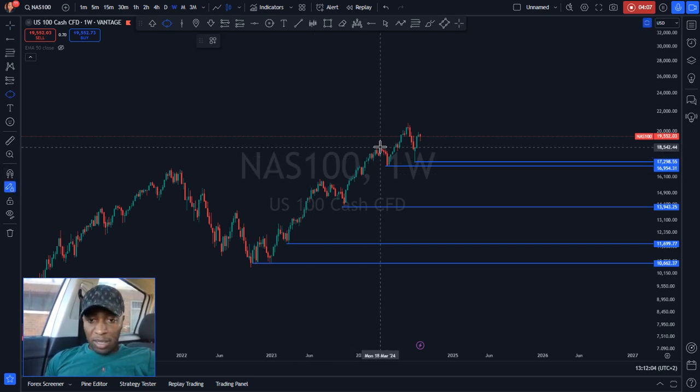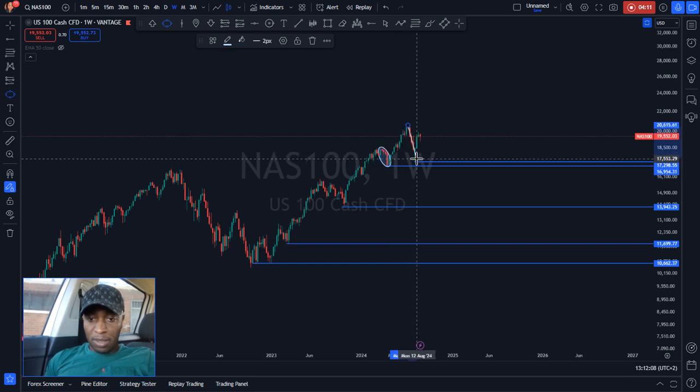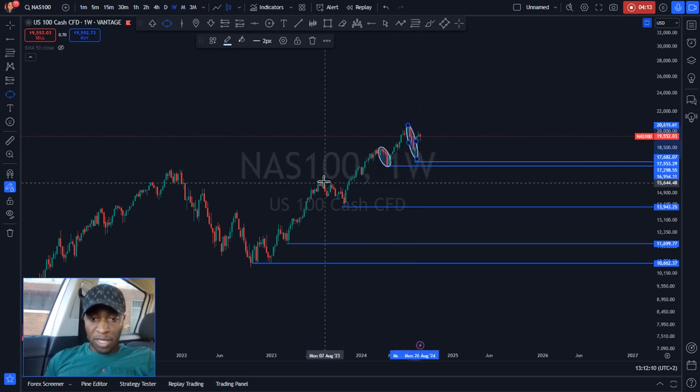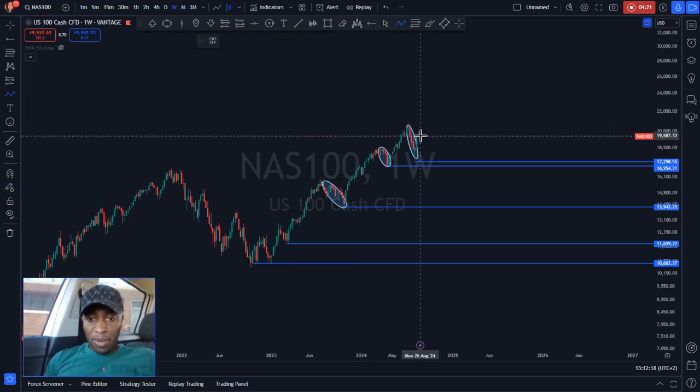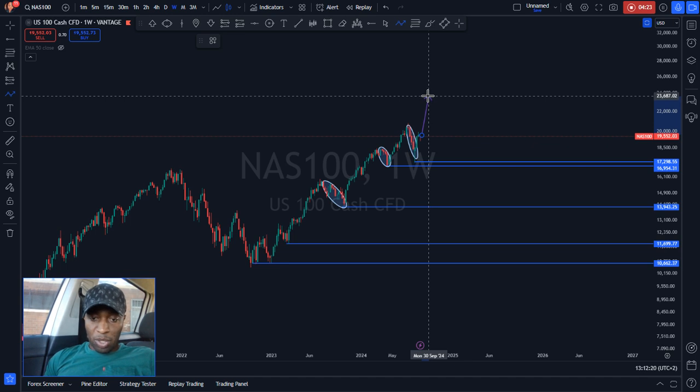See this impulsive right here, see this correction phase right here. So currently the one that we are waiting for is the one that is coming here. So now we are waiting for this impulsive to keep on pushing to the upside.